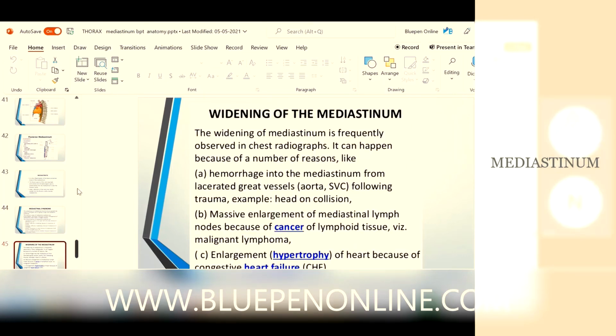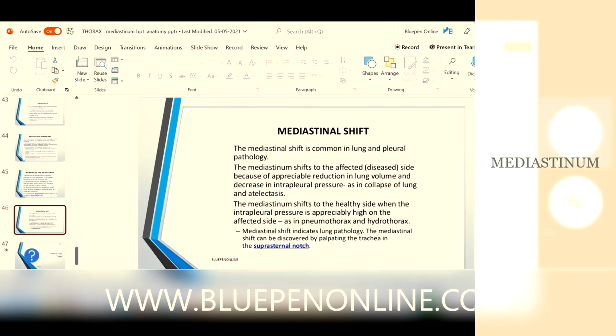The next clinical point is widening of the mediastinum. You can see widening of the mediastinum in chest radiographs. That may be because of different reasons: hemorrhage of the mediastinum from the great vessels like the superior vena cava and inferior vena cava, head-on collision trauma, lymph node enlargement because of cancer, and hypertrophy of the heart because of congestive heart failure. So these all are the reasons for widening of the mediastinum.